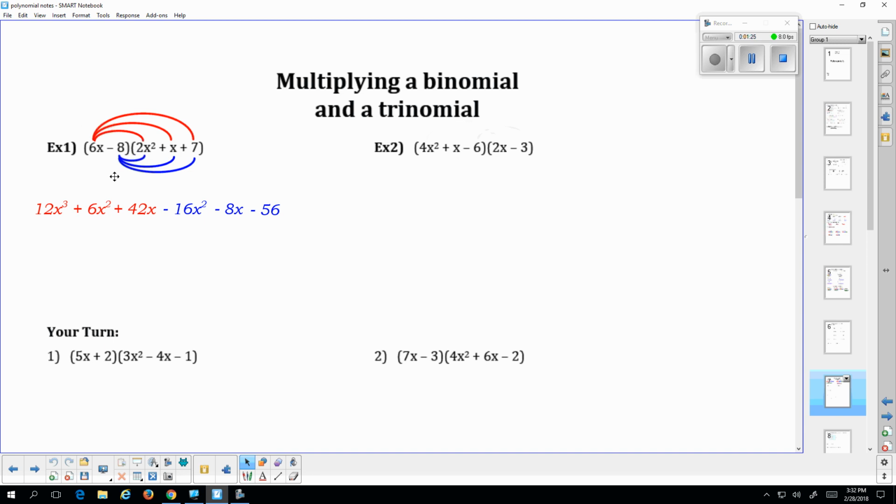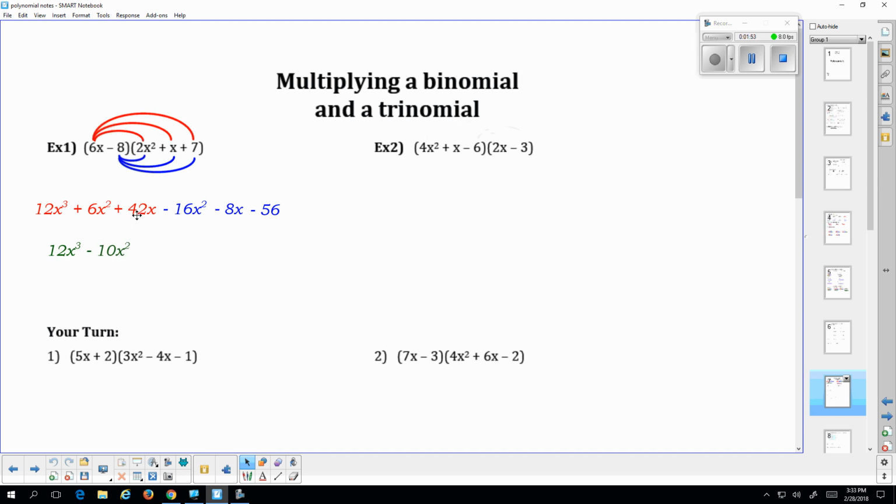And now that we've distributed every possible thing, let's combine our like terms. So we have 12x to the third. Do you see any other x to the thirds? No, so that's just going to say 12x to the third. How about 6x squared? Do you see any other x squareds? We have the minus 16x squared, so 6 minus 16 gives me negative 10x squared.